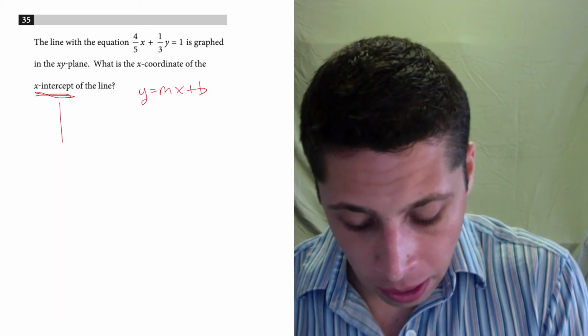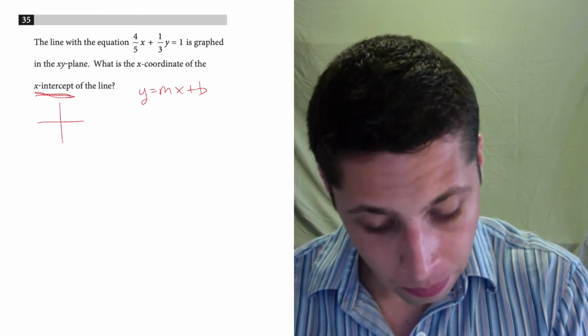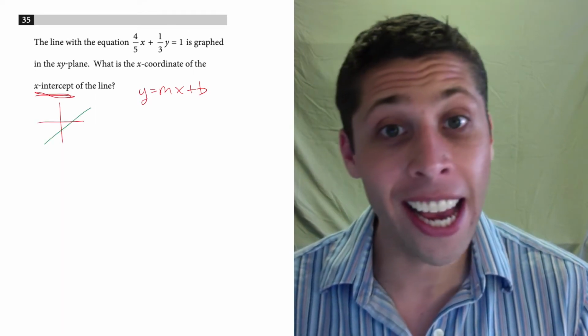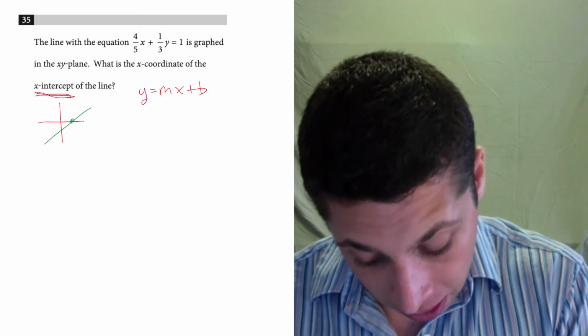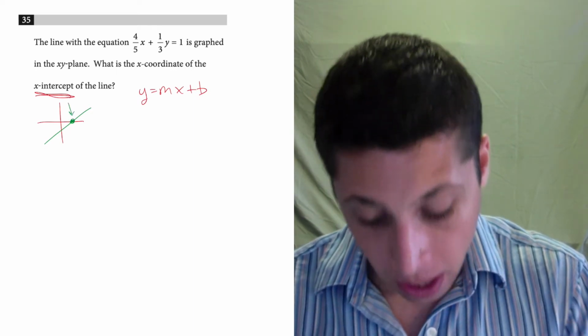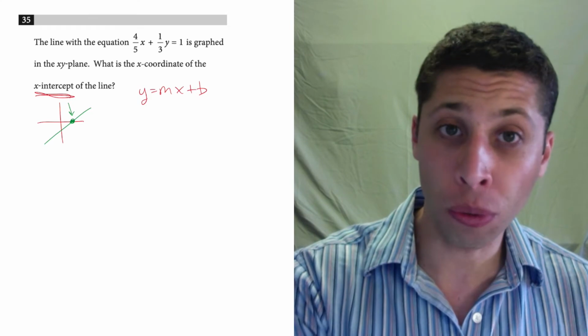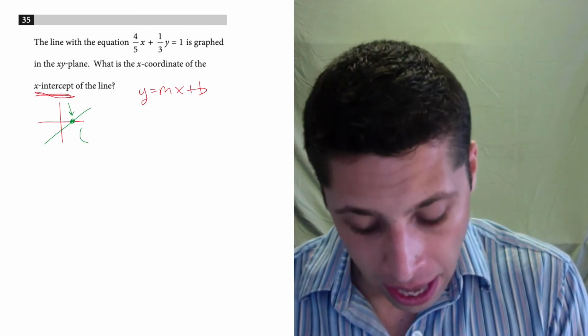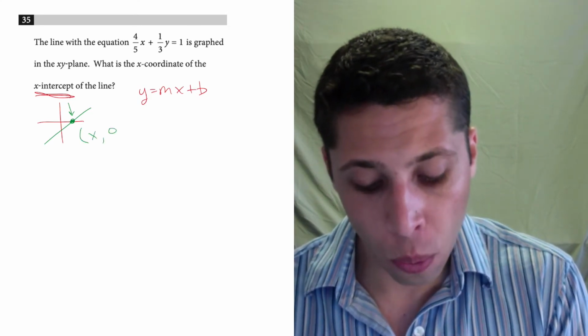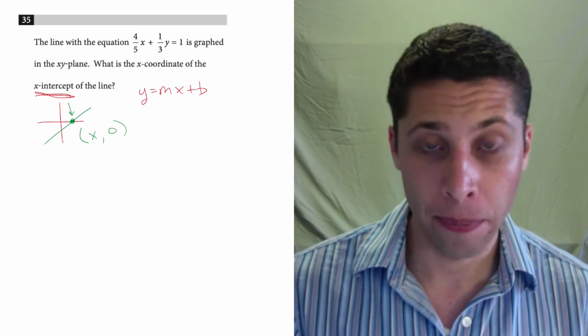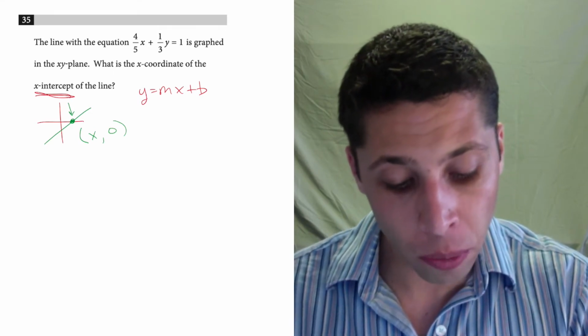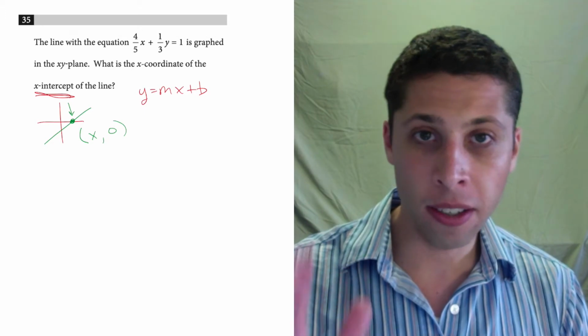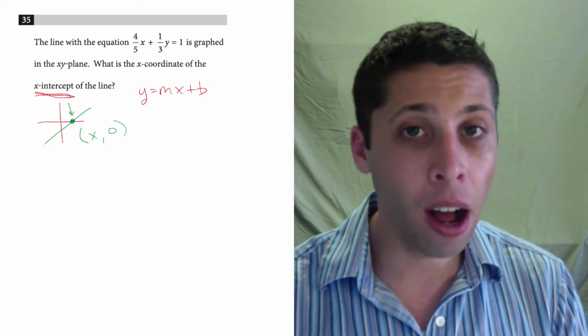It's where the line crosses the x-axis. So that would be right here. And what's always true of that point? At the x-intercept, the y-coordinate is always 0. So the most efficient thing we can do here is just plug 0 in for y and solve for x.